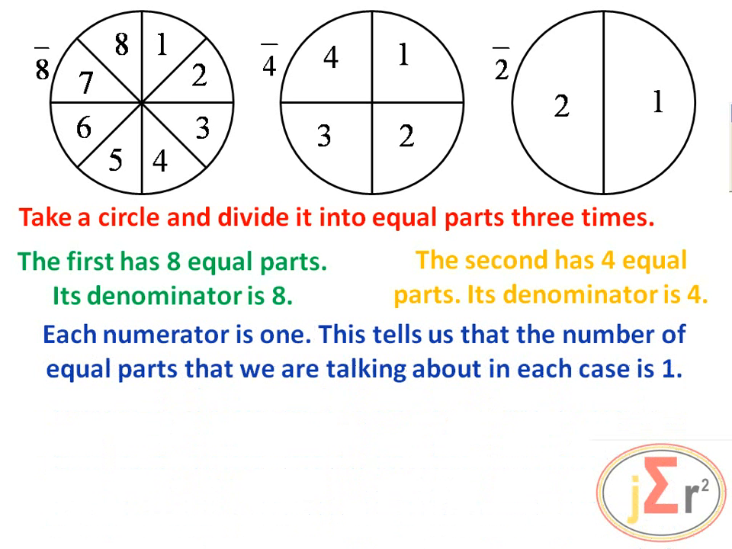Each numerator is 1. This tells us that the number of equal parts of the whole that we are talking about is 1. So if it is 8 equal parts, it's 1/8. And if it is 4 equal parts, it is 1/4. And if it is 2 equal parts, it is a half. Shade one part of each circle.